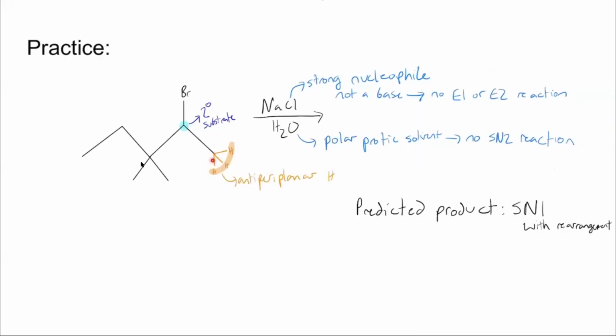Sorry, it looks like there was a little bit of lag. Basically, if we had a strong base, we would be able to have an elimination product, which would feature a double bond between these two carbons. Are there any further questions?